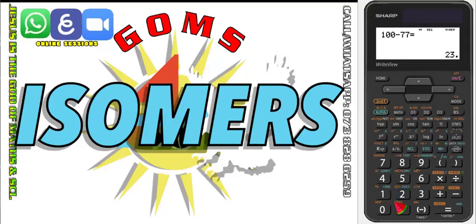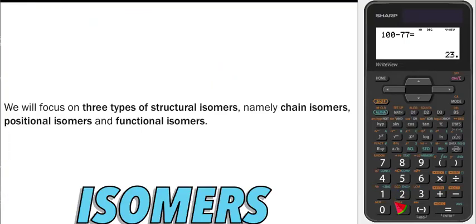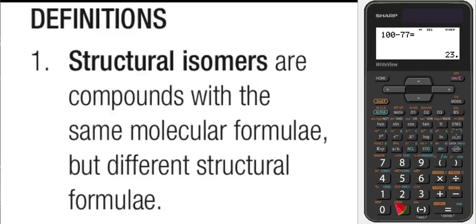Okay, isomer, which is also called isomerism. I'm not going to waste time here. The definition: structural isomers are compounds with the same molecular formula but different structural formulas. When you draw them, they look different.